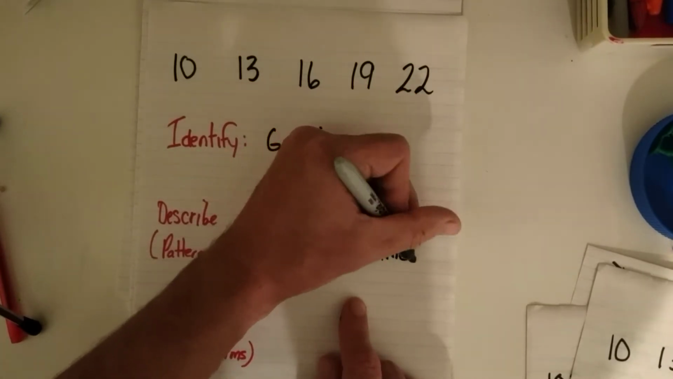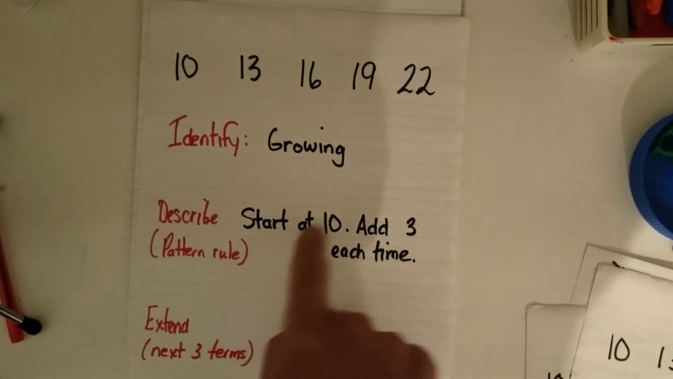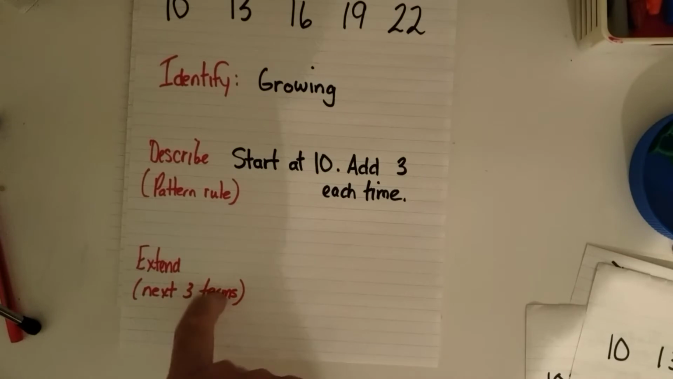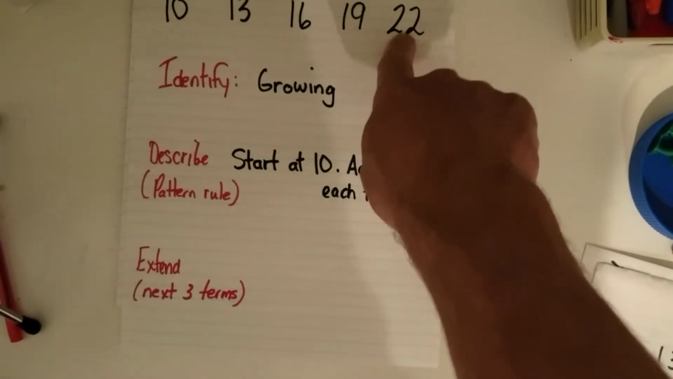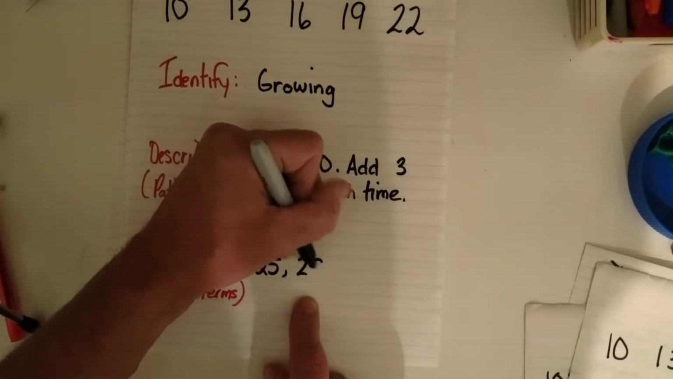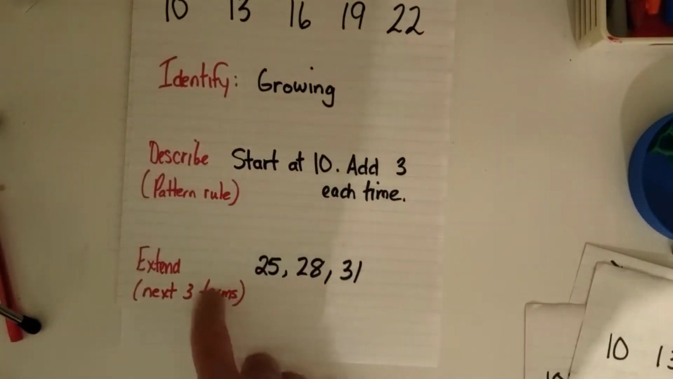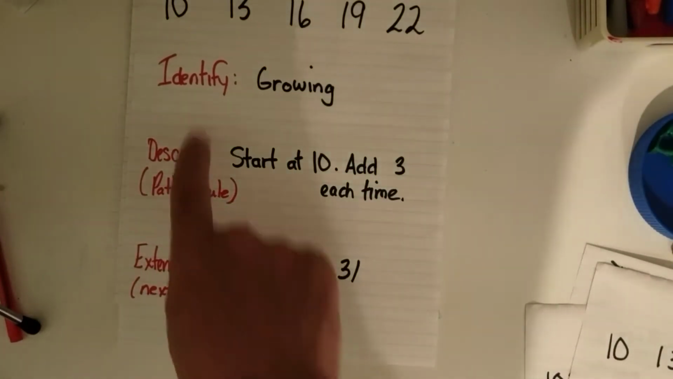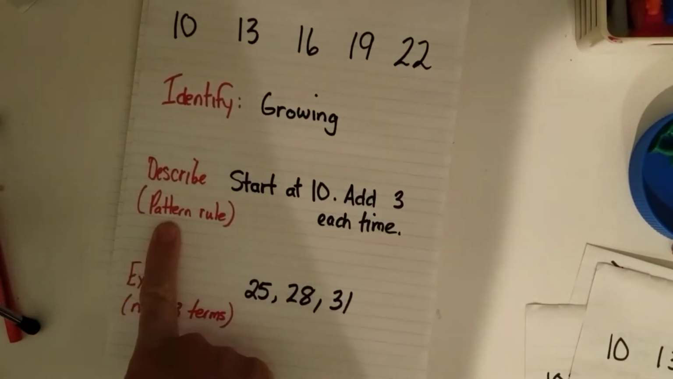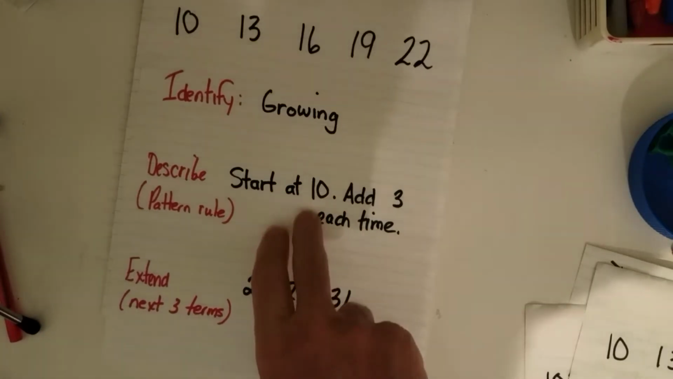So that's kind of how we practice doing that. Start at 10, add 3 each time. We have to be able to extend patterns. So what are the next 3 terms? After 22, we'd get 25, then we'd get 28, and then we get 31. So students will have to identify them, ask what the pattern rule is, extend them.